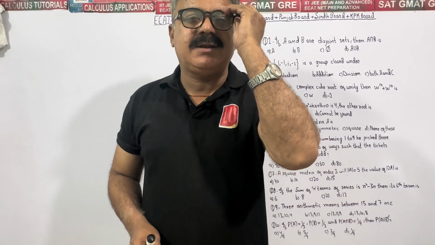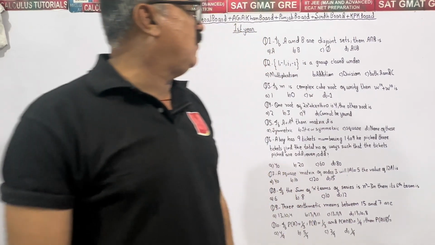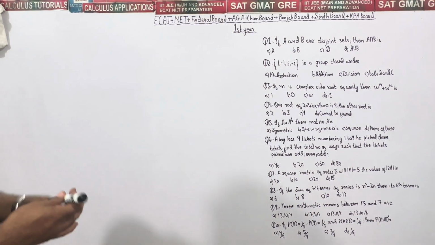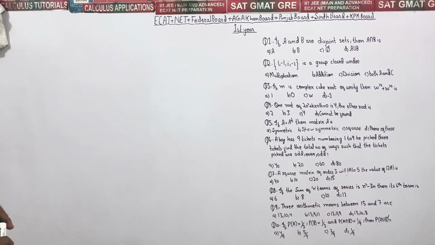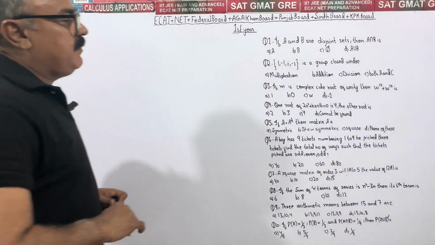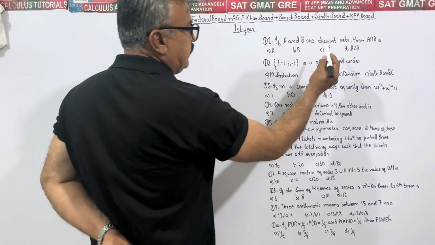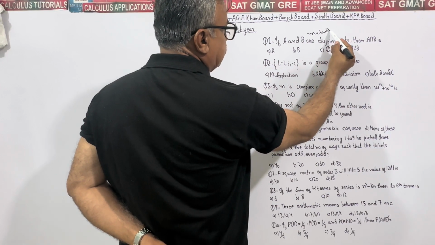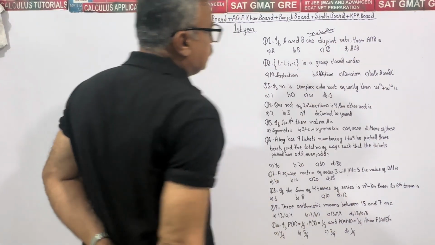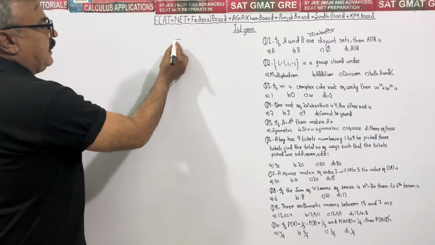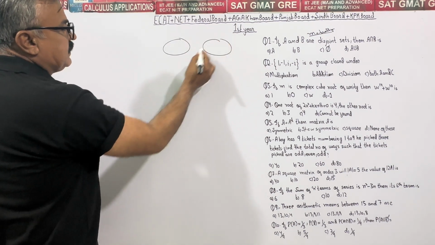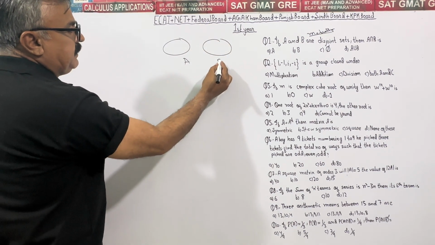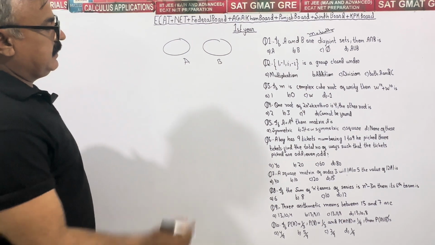I'm here with another frame based on the question of first year. Question number 1 goes as: if A and B are disjoint. Disjoint sets are sometimes known as mutually disjoint. Let me draw their Venn diagram. If the sets are mutually disjoint, it means they are not overlapping.